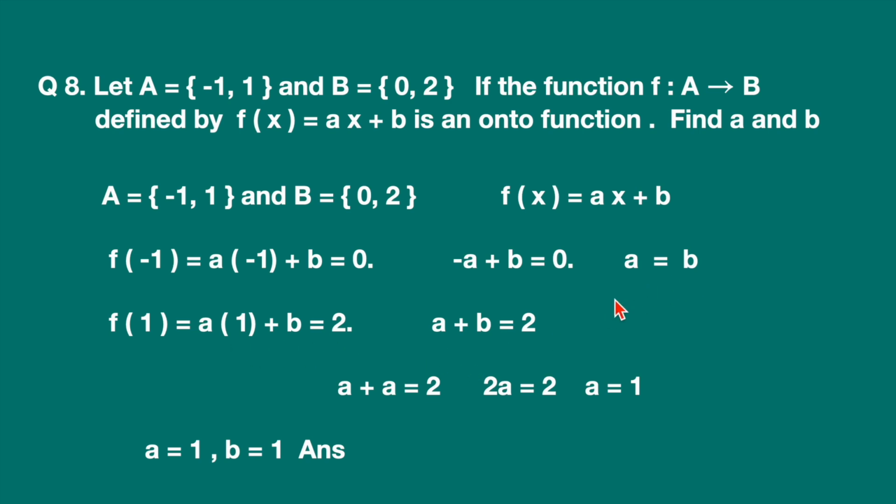A is equal to b. Substitute here. In place of b, write down a. So 2a is equal to 2. A is equal to 1. And a is equal to b. So this is equal to b also. So a is equal to 1, b is equal to 1 is the answer. So here we come to the end of this video.